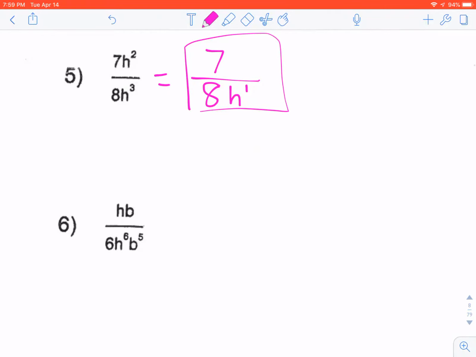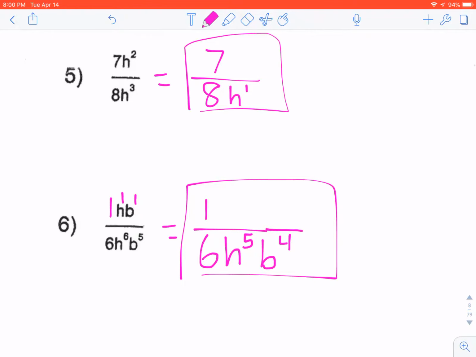Number 6, there is really a 1 in front, so if you try to reduce 1/6, it cannot be reduced anymore. Okay, the h has the bigger exponent on the bottom, so I'm going to rewrite it on the bottom. 6 minus 1 is 5, and then your b is also going to go on the bottom because the 5 is bigger and it's on the bottom. 5 minus 1 is 4. So 1 over 6, h to the 5th, b to the 4th.